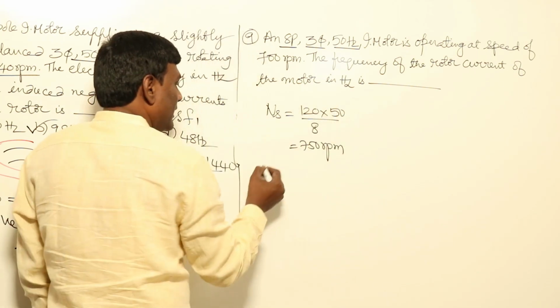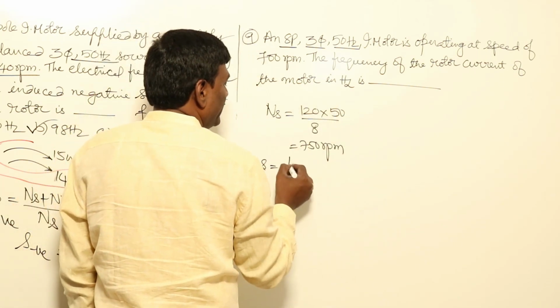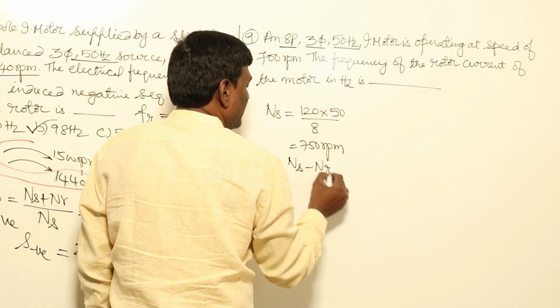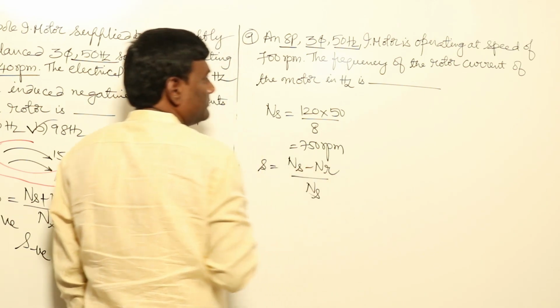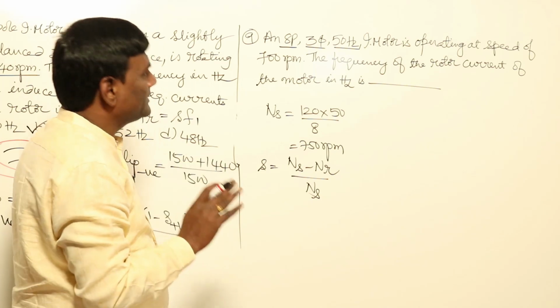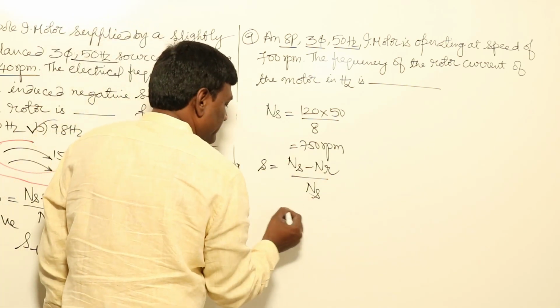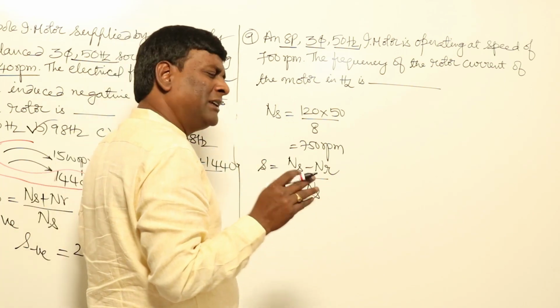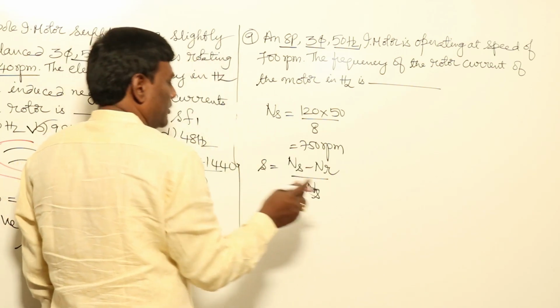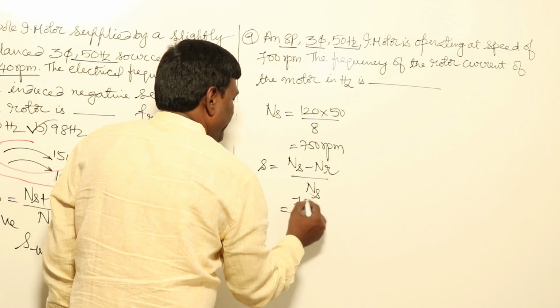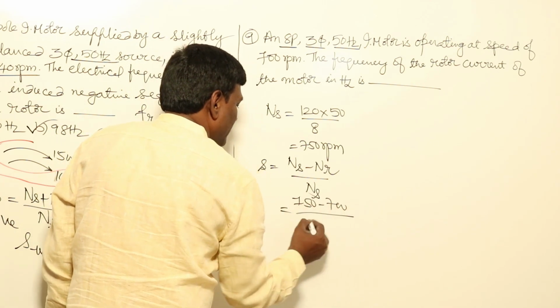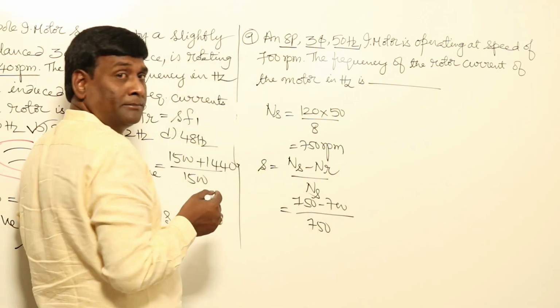Now let us calculate the slip. Slip is (Ns minus Nr) by Ns. There is no negative sequence here, it is stator fed only. This is a very small question, BTech level, and for BTech also it is actually a very normal question. So the slip is going to be (750 minus 700) by 750.